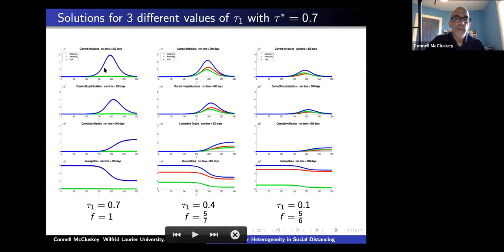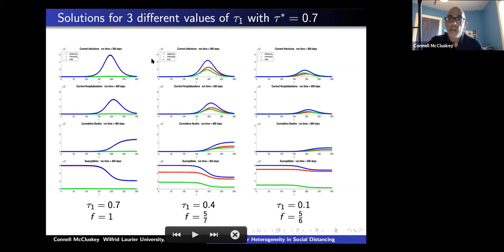Mostly, I think the top portion of these three pictures are the ones to focus on. As tau1 decreased from 0.7 to 0.4, we found that there was a drop in the height from the top of the left panel to the top of the middle panel. And when we go over to the top of the right-hand panel, it has dropped down again. Here in the right-hand panel, tau1 is equal to 0.1. In that case, we want f equals 5/6, so 5/6 of our population will be in this social distancing group. And that guarantees that tau star is equal to 0.7.